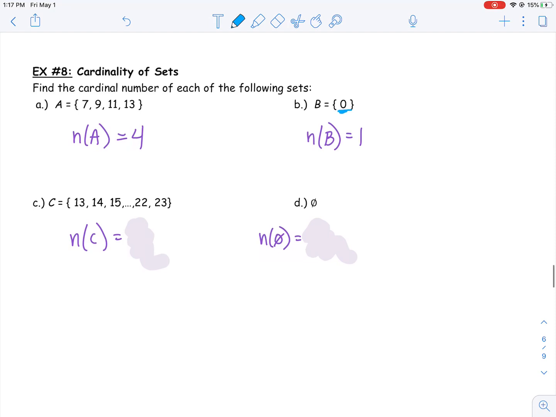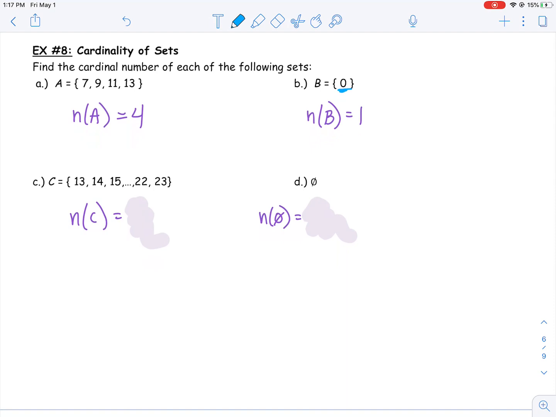All right, look at set C. What's the cardinality or cardinal number of set C? Well, I have 13, 14, 15, 16, 17, 18, 19, 20, 21, 22, 23. Did you say the cardinal number there was 11? I even used my fingers if I needed to. So the cardinal number of set C is 11.